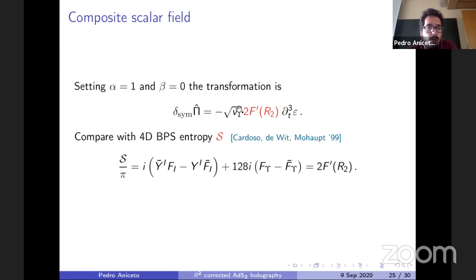And if you were to compare this with the four-dimensional black hole BPS entropy of our solutions, you would find that this is indeed the value. This can be obtained either using Wald's prescription or using the entropy function formalism.